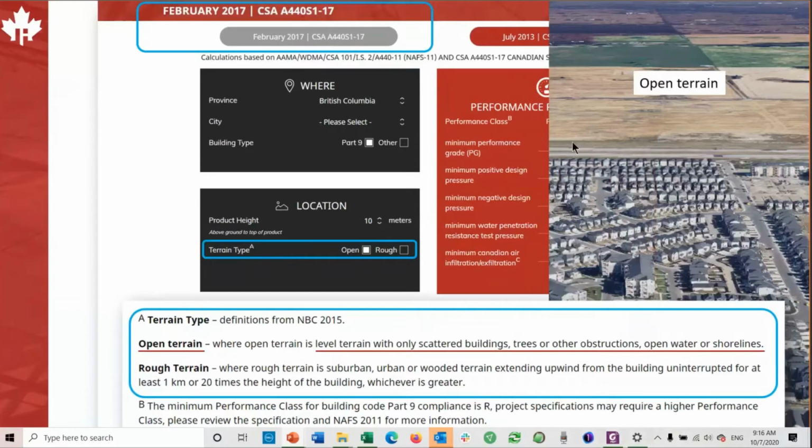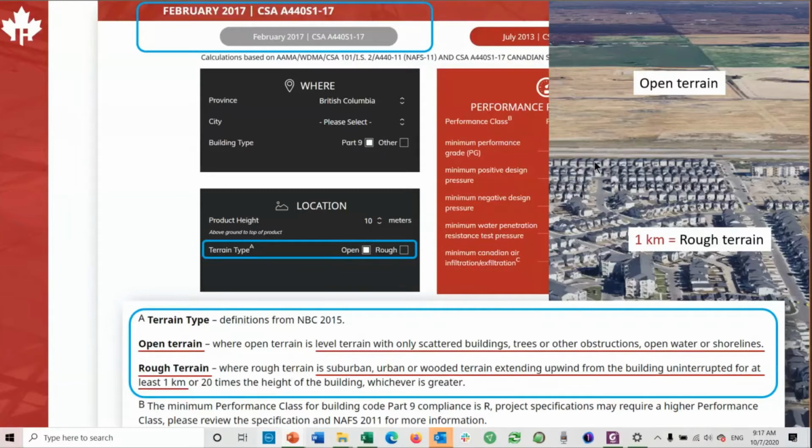So open terrain looks like the prairie. There is nothing on the prairie that will protect you from wind. You've got scattered trees, scattered vegetation. If you're beside a lake, if you're beside the ocean, there's nothing there that will reduce the full intensity of the wind load. Rough terrain is defined as suburban, urban, or wooded terrain extending upwind from the building uninterrupted for at least 1 kilometer or 20 times the building height. For Part 9 buildings, it's always going to be the 1 kilometer limit that applies.